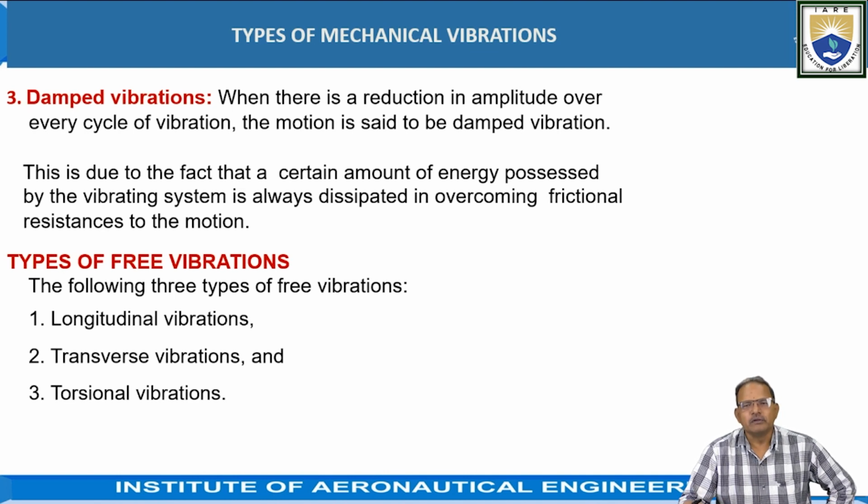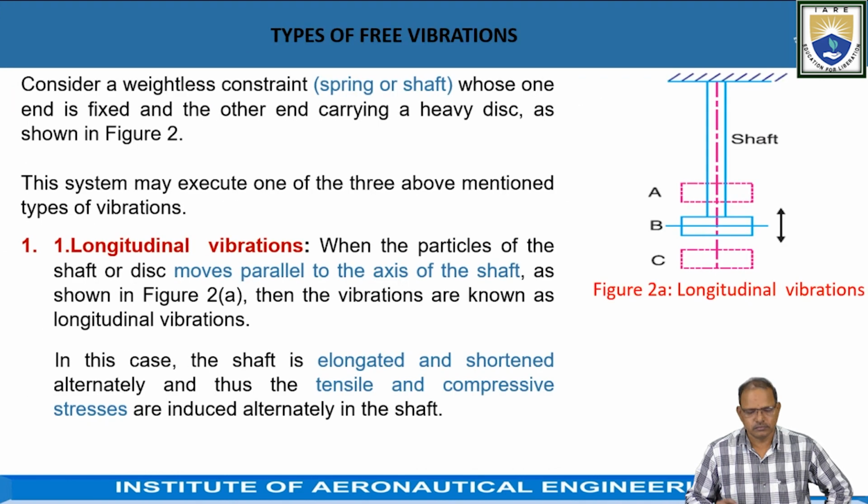So, types of free vibrations. First of all, we classified the vibrations into three types: free or natural vibrations, forced vibrations, and damped vibrations. The free or natural vibrations are further classified into three types: longitudinal vibrations, transverse vibrations, and torsional vibrations. First, longitudinal vibrations.